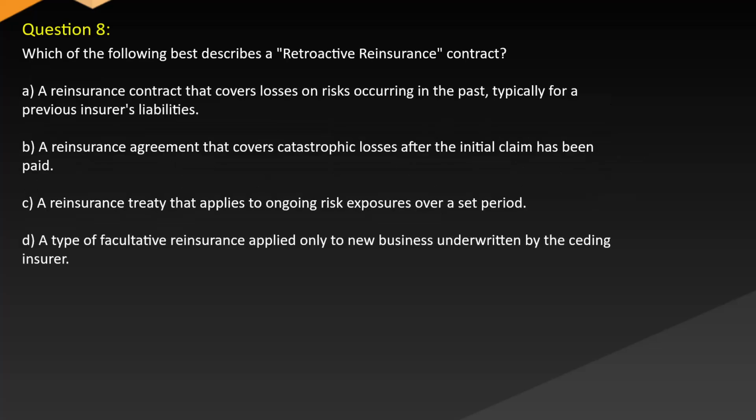Question 8. Which of the following best describes a retroactive reinsurance contract? A. A reinsurance contract that covers losses on risks occurring in the past, typically for a previous insurer's liabilities. B. A reinsurance agreement that covers catastrophic losses after the initial claim has been paid. C. A reinsurance treaty that applies to ongoing risk exposures over a set period. D. A type of facultative reinsurance applied only to new business underwritten by the ceding insurer.